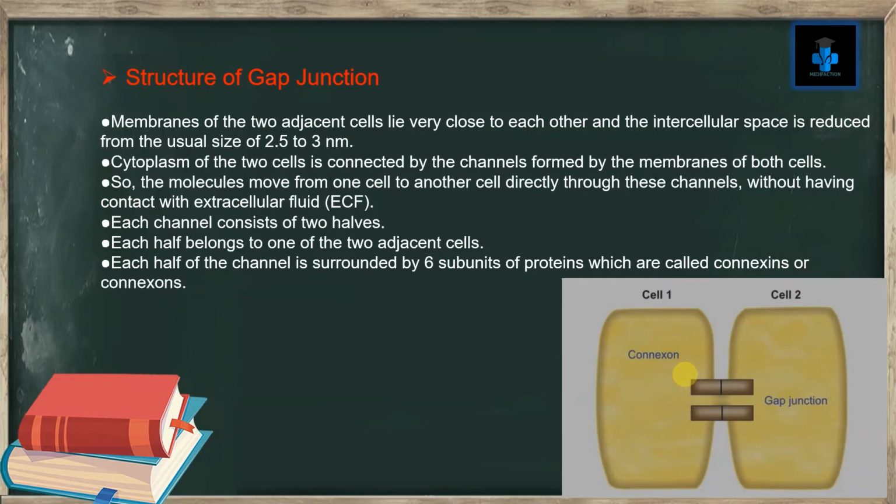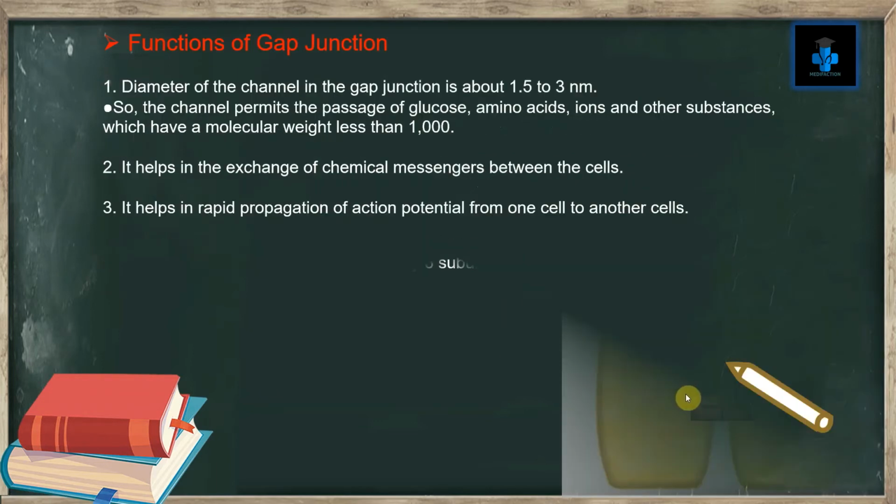Each channel consists of two halves. Each half belongs to one of the two adjacent cells. Each half of the channel is surrounded by 6 subunits of proteins which are called connexins or connexons. So that is about the structure of gap junction.